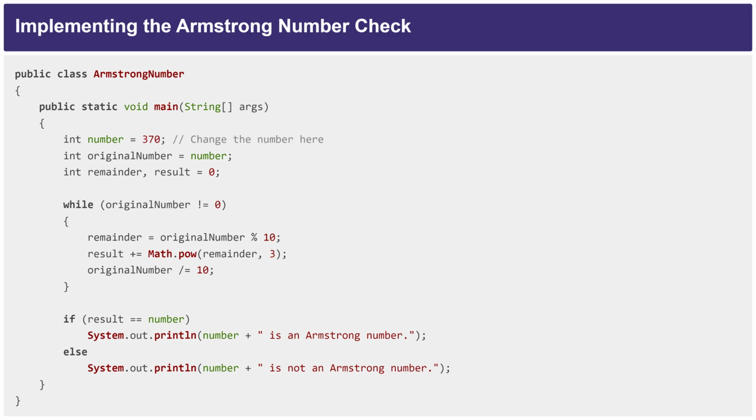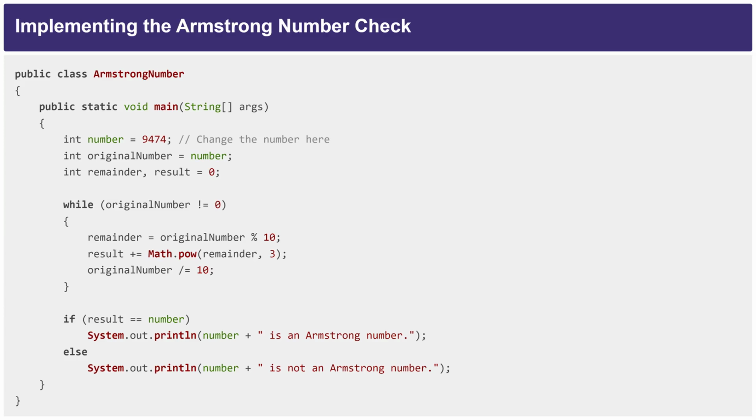After that, we declare another integer variable called originalNumber and assign it the same value as the number variable. We also declare two more integer variables, remainder and result, and assign an initial value of 0 to both of them. Next, we enter a while loop where the condition is originalNumber not equal to 0.